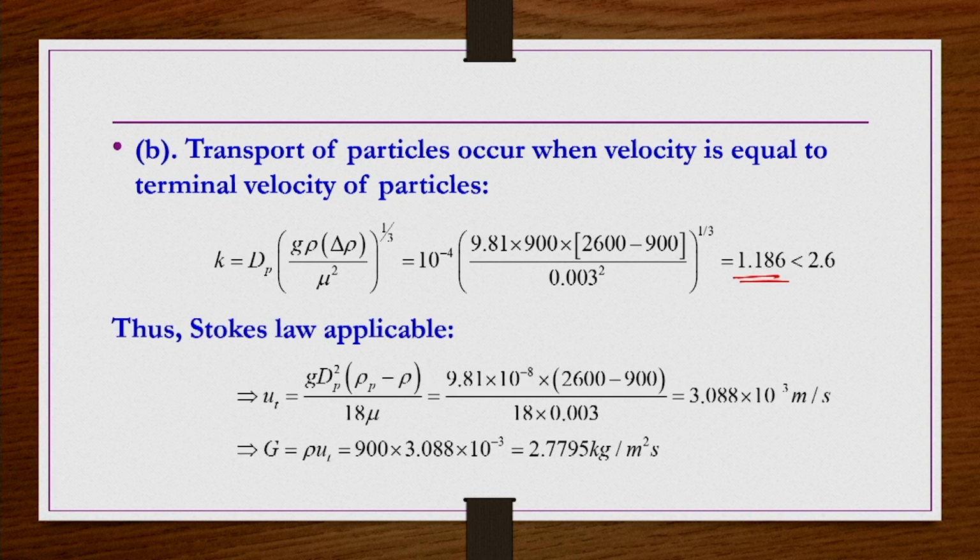Under Stokes' law, the settling velocity ut equals g dp square delta rho by 18 mu. There you substitute all the values, g, dp square, rho p minus rho, and 18 mu, and simplify, you will get the settling velocity as 3 into 10 power minus 3 meter per second. But for this transport also it was asked at what mass rate per unit cross section area. So, that is G you have to find out. Whatever ut you get from here, you multiply by the density of the fluid, that is 900 kg per meter cube, then you get G as 2.7795 kg per meter square second.